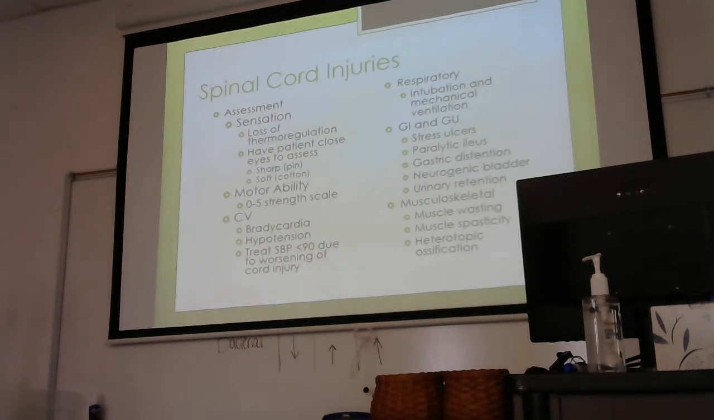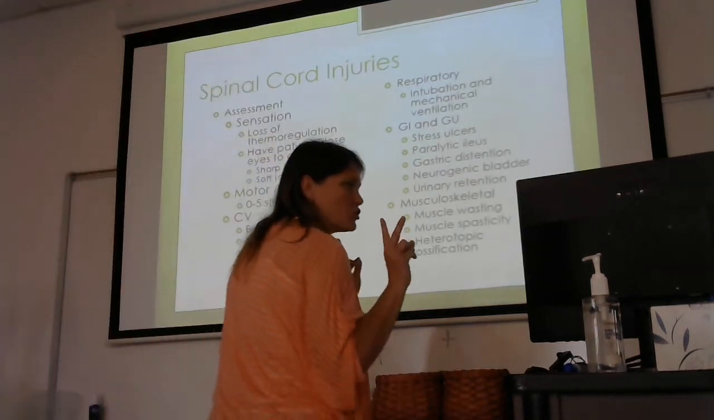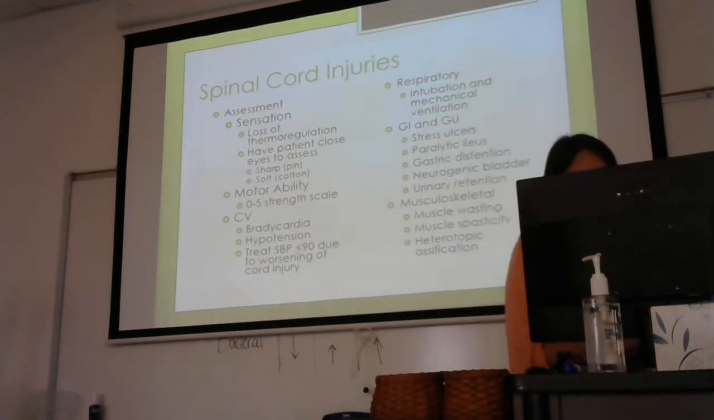Neurogenic shock, we can see massive vasodilation on the patient, which causes the hypotension. They can develop bradycardia. We have to treat these patients. Atropine, vasopressin, we'll use all kinds of drugs on them if they are in neurogenic shock, not spinal shock. So there's two, they're different things. Don't get them confused.